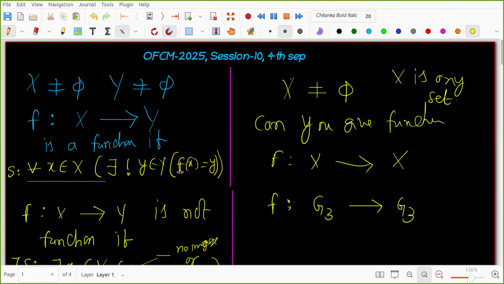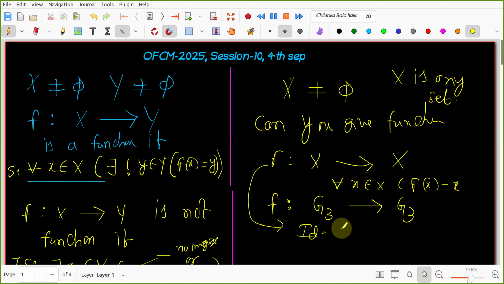Nandini Gupta: F of X is equal to X for all X in X. Okay, good. So what you are telling is that given any X in X, F of X equals X. Do you know the name of this function? Identity function. When will identity function be there? When can one define identity function?